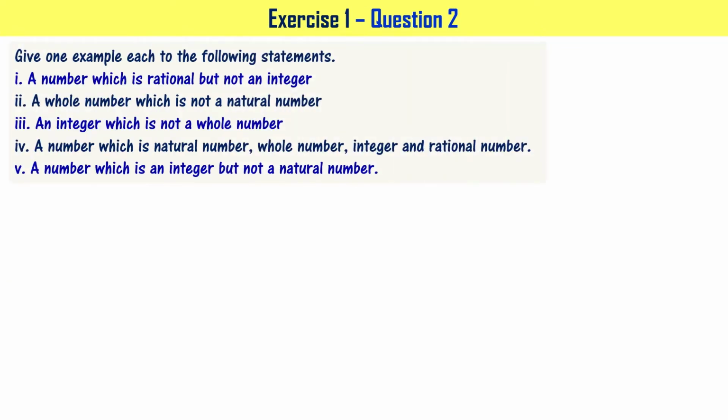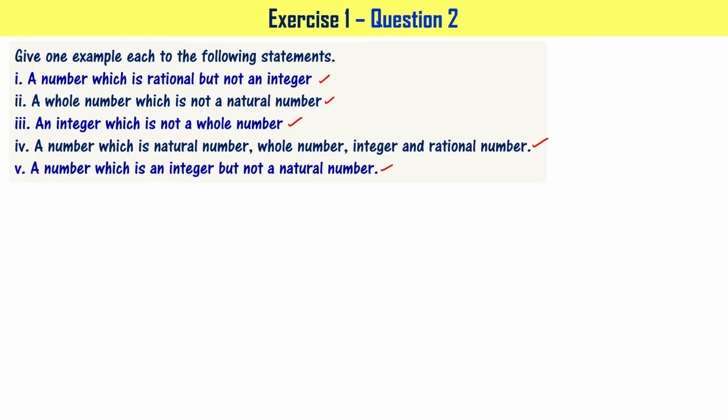Give one example each to the following statements. First one is a number which is rational but not an integer. Second one is a whole number which is not a natural number. The third one is an integer which is not a whole number. The fourth one is a number which is natural number, whole number, integer and rational number. The fifth one is a number which is an integer but not a natural number.